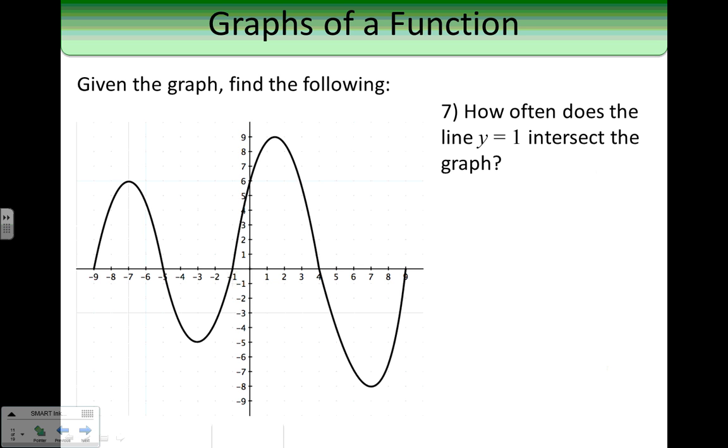Same graph. How often does the line y = 1 intersect the graph? Now remember, y = 1. That's just going to be a straight horizontal line that crosses the y-axis at 1. So just straight across, and that line continues on forever in both directions. So just draw on the line, and then we count how many times the line intersects the graph. Looks like 4 places. Okay.